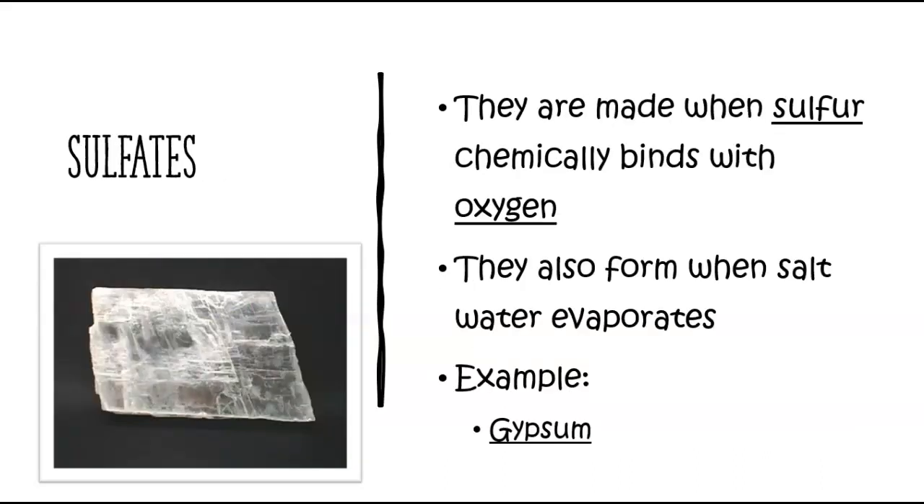Sulfates is another non-silicate. They are made up when, not silver, but sulfur, chemically binds with oxygen. And they can also form when salt water evaporates. So if there is sulfur and oxygen in the water that evaporates, then sulfates can form there. One really important example of sulfates is gypsum. Gypsum is used a lot in construction and wallboard and things of that sort.